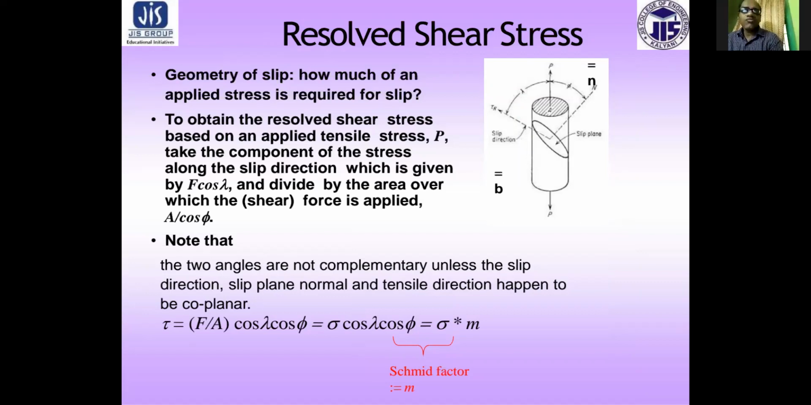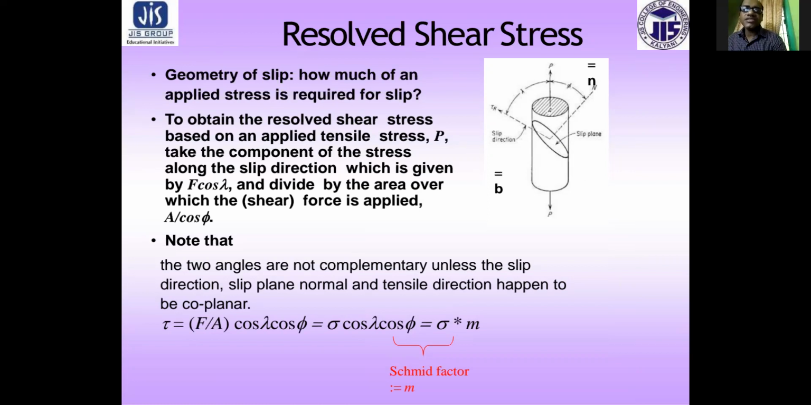Now, this value of tau resolved is maximum when both lambda and phi are at 45 degrees. Under these conditions, tau resolved is equal to 1/2 the axial tensile strength. The resolved shear stress is always less than that for any other angles of lambda and phi, and tends to become zero as either lambda or phi approaches 90.